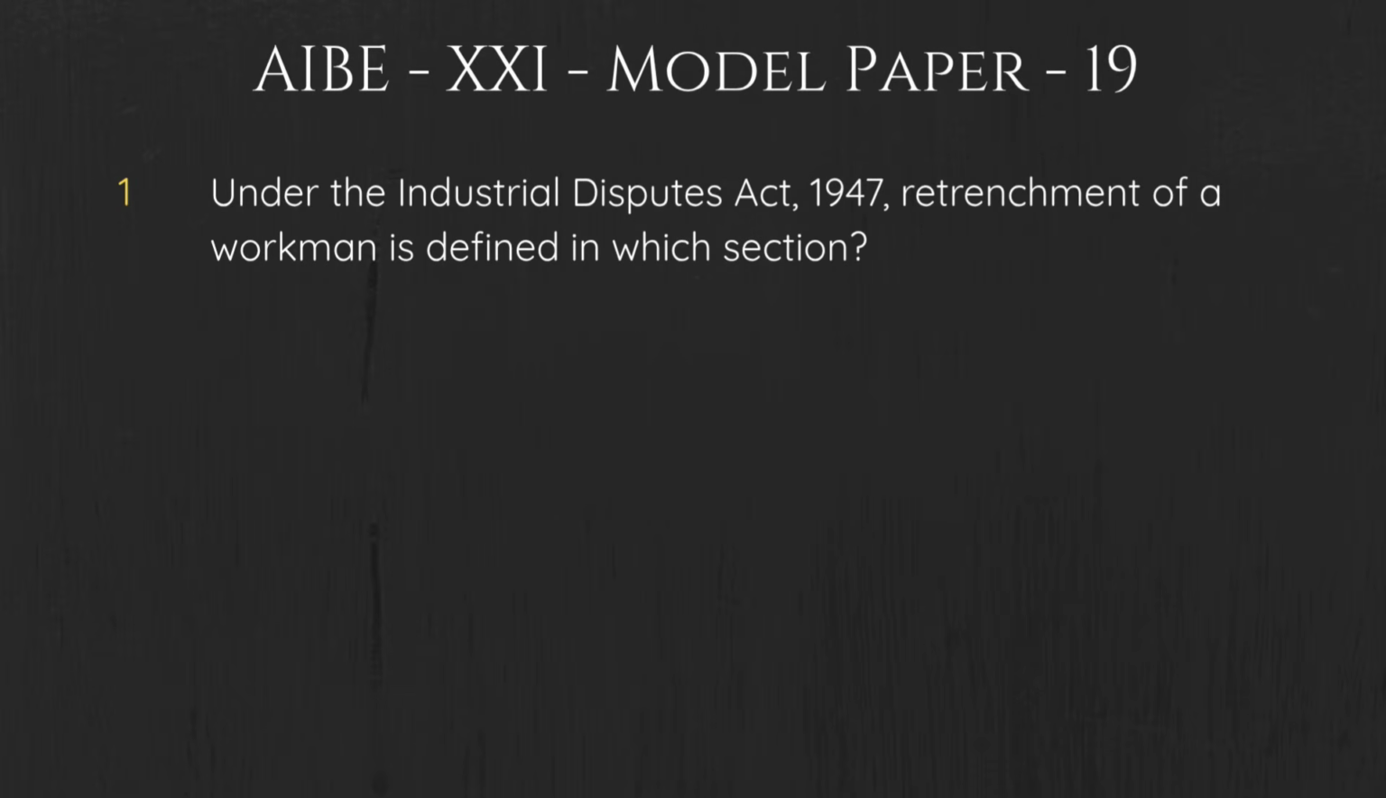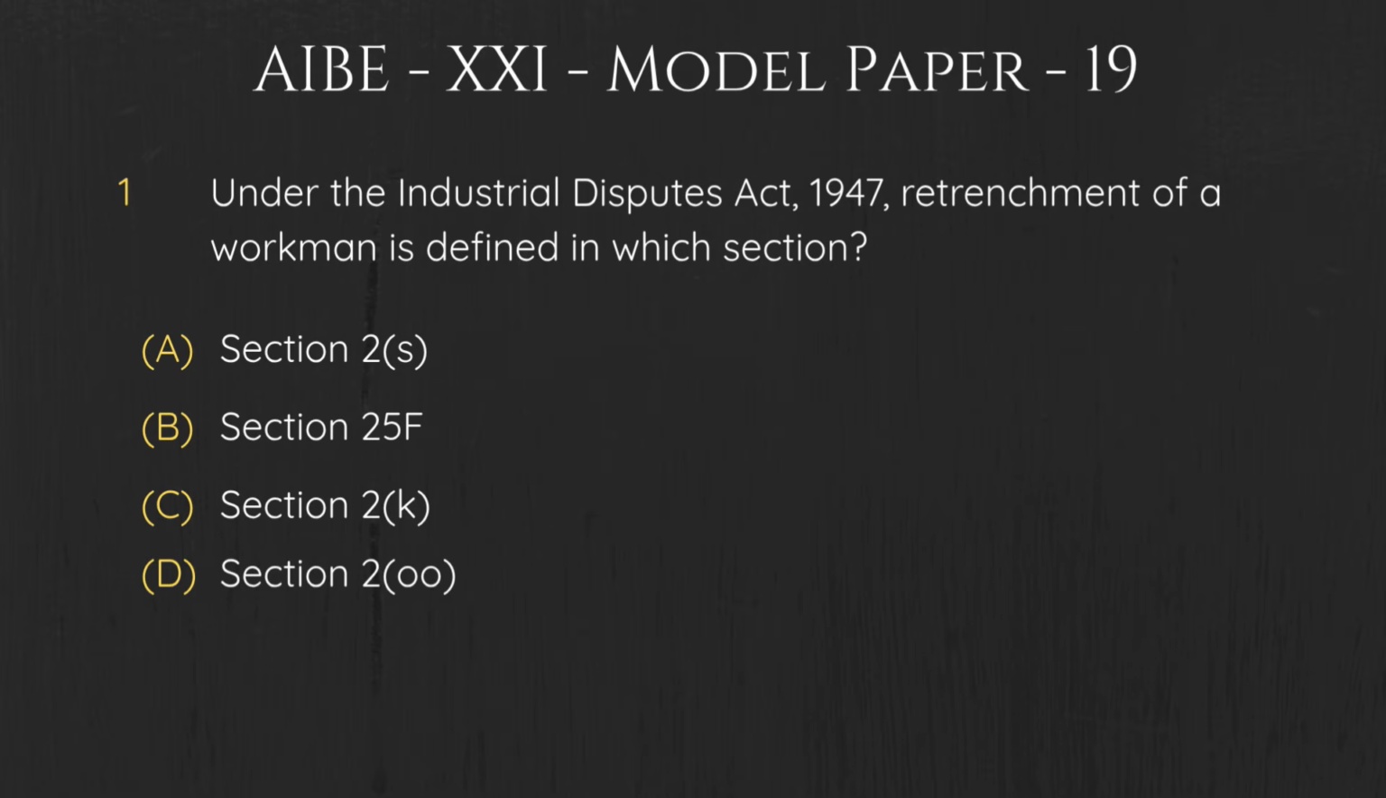Under the Industrial Disputes Act 1947, retrenchment of a workman is defined in which section? Section 200. Section 200 of the Industrial Disputes Act 1947 defines retrenchment as the termination by the employer of the service of a workman for any reason whatsoever, otherwise than as punishment by way of disciplinary action, with carved out exceptions.